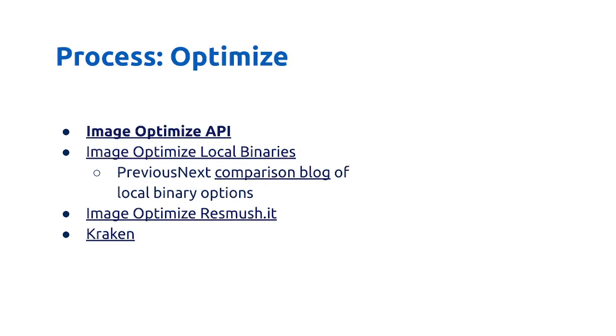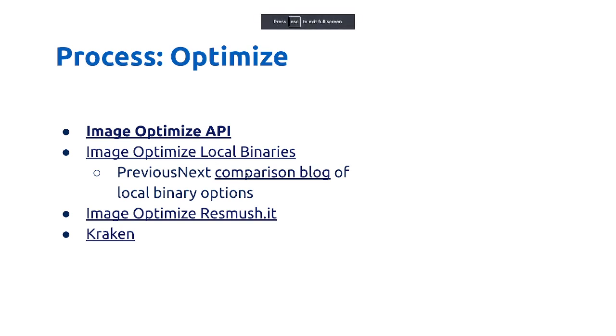So to optimize the images, really to make the files themselves as efficient as possible, the main thing you're going to rely on is this Image Optimize API. And it's going to rely on other modules to actually do the work, and it depends on what source you want to use. So, Image Optimize Local Libraries is going to use different libraries to actually perform the optimization.